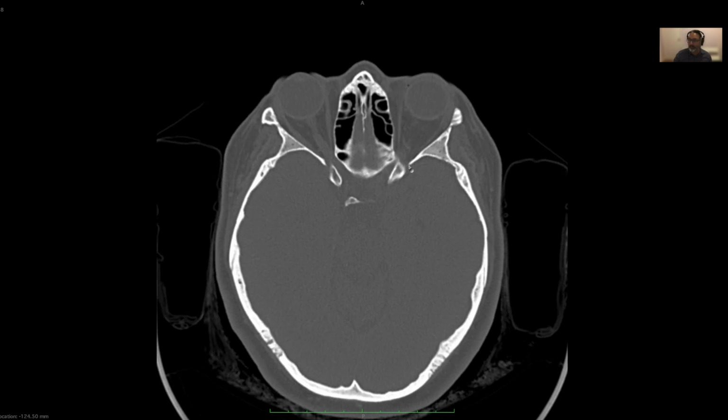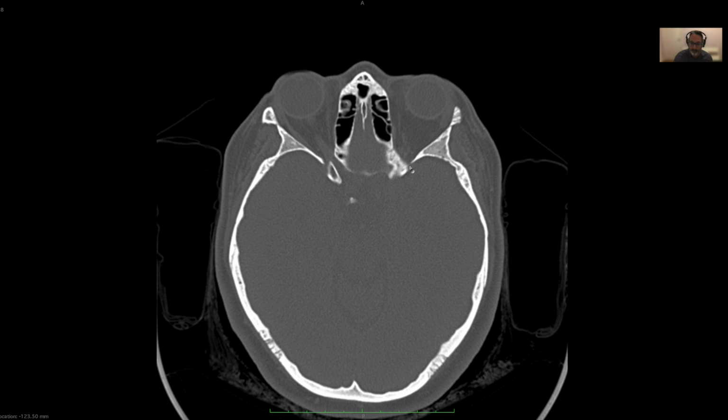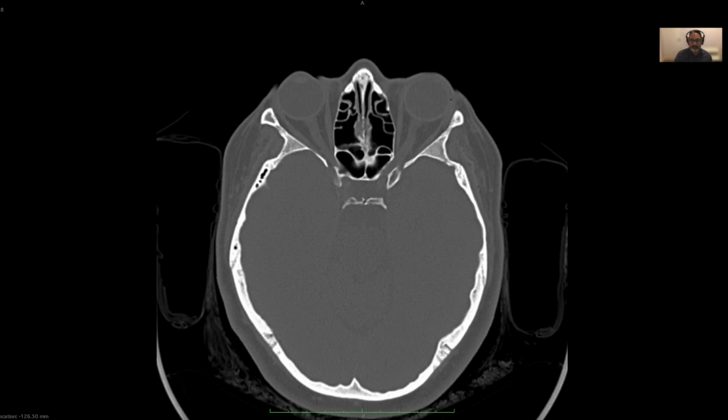And if we get time, I hope we can do a few. I'll show you the route it also takes if we have time. And so there was your superior orbital fissure. So let's keep going down.